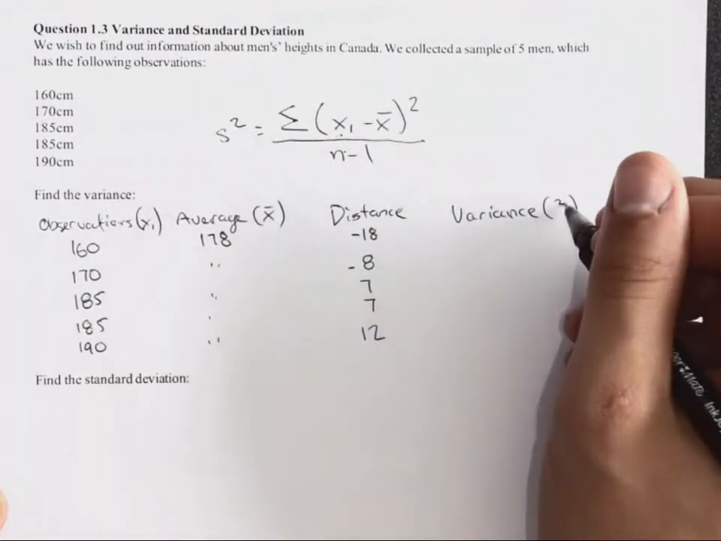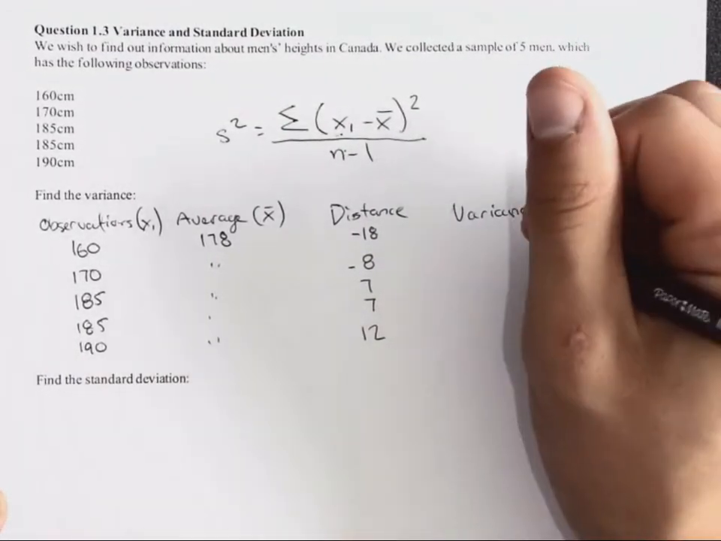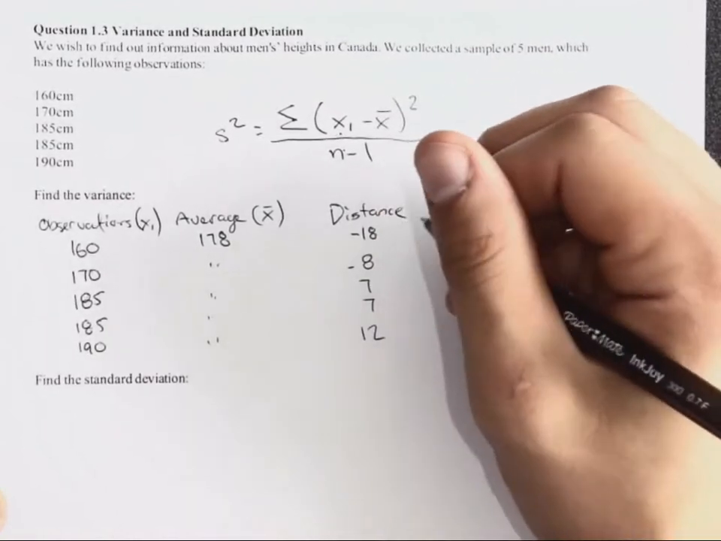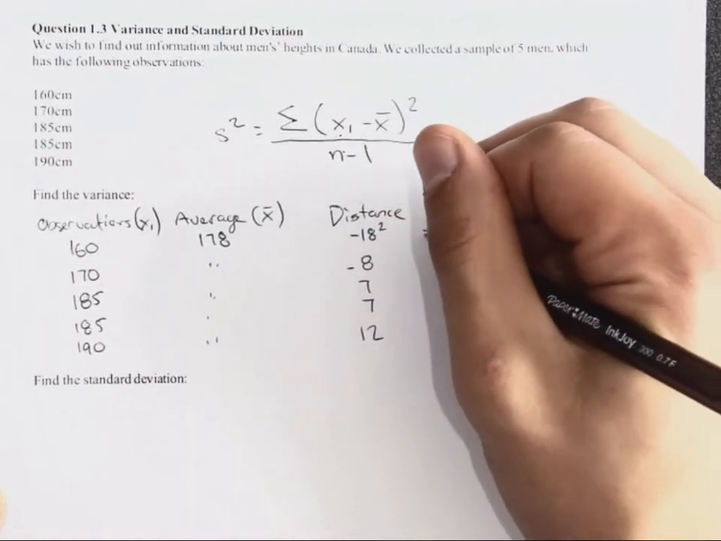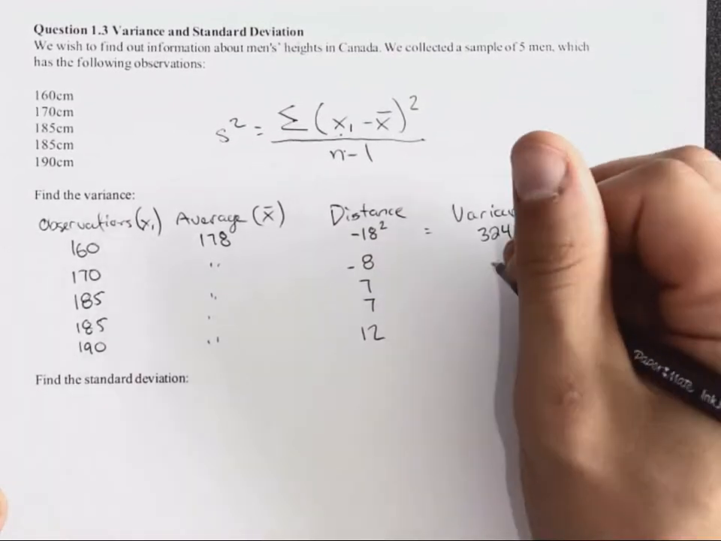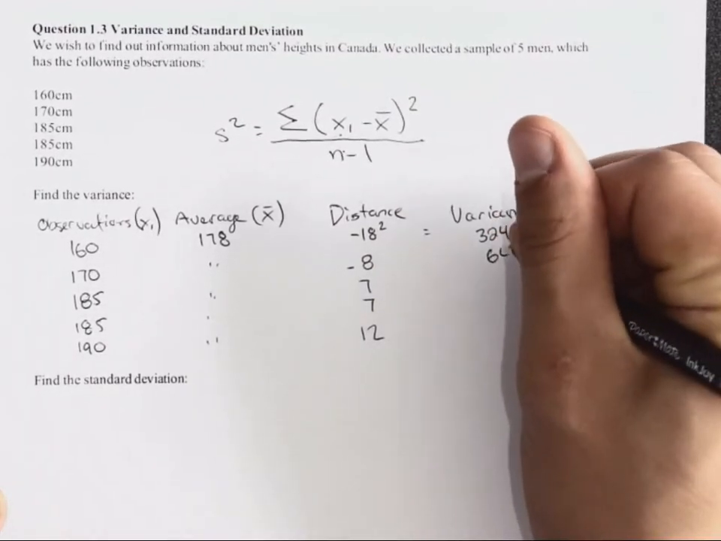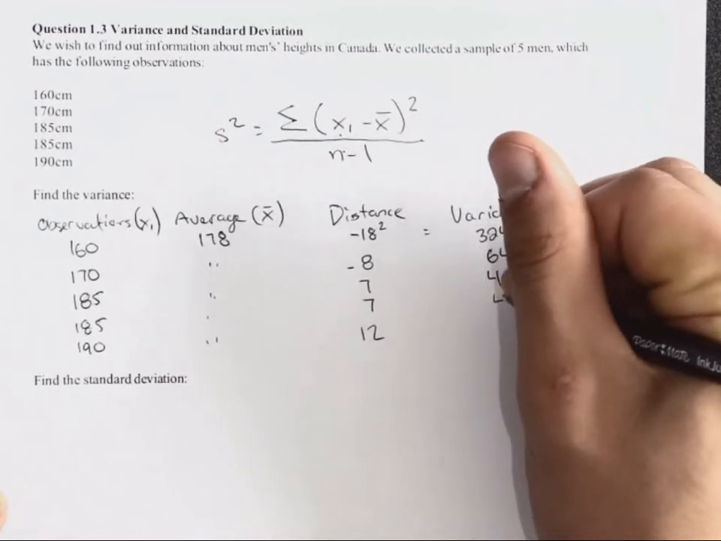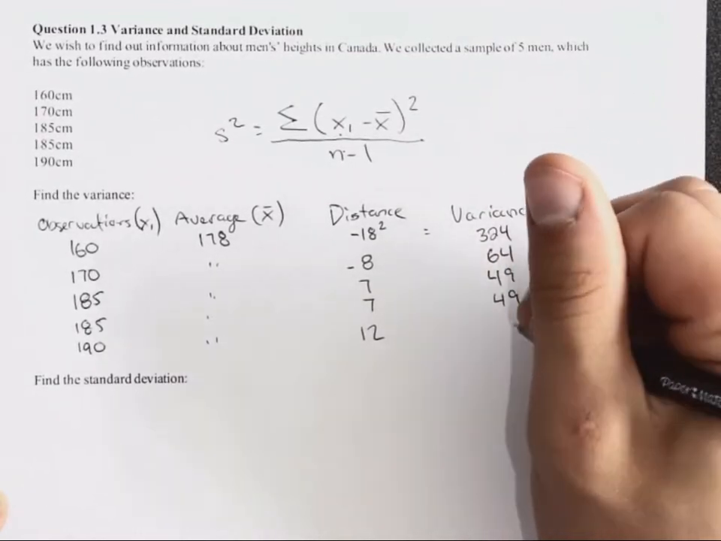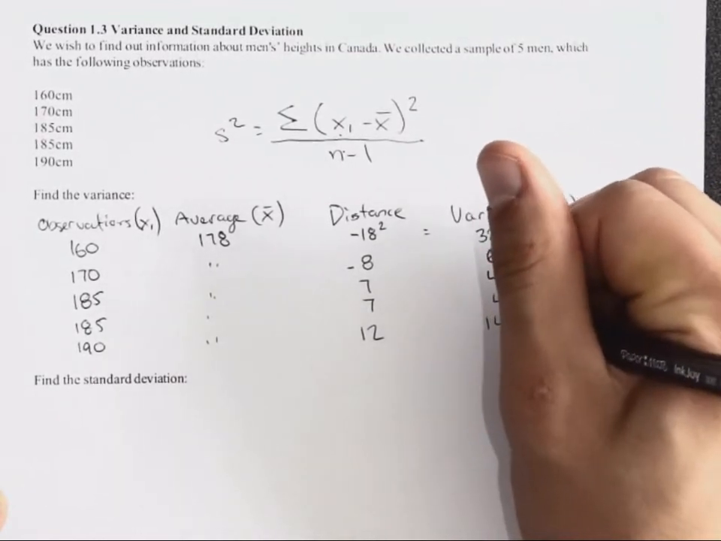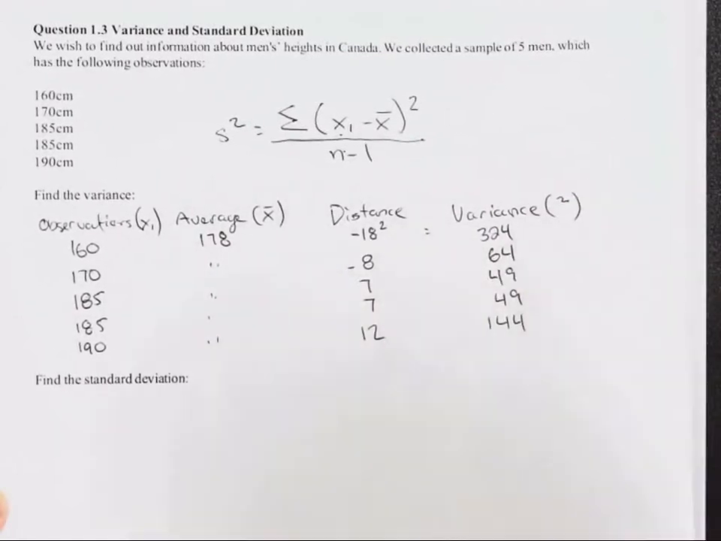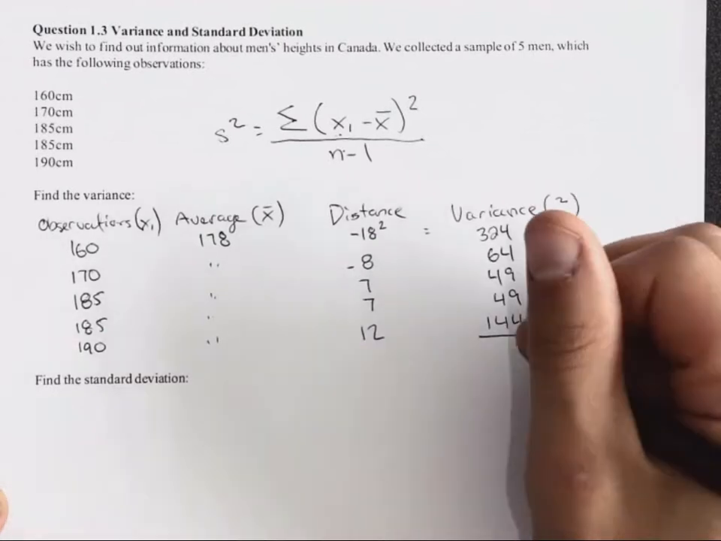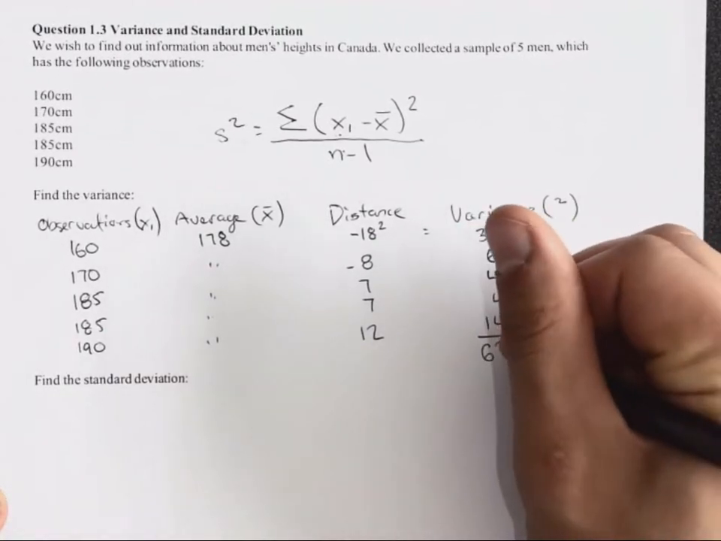And when we square each of these, so negative 18 squared would be 324, negative 8 squared 64, 49, 49, and 144. So this can be done with just a basic calculator. Now we get a total variance of 630.